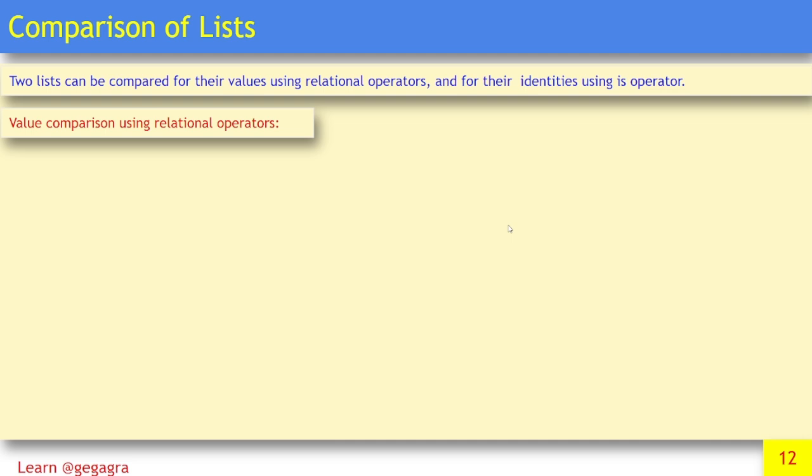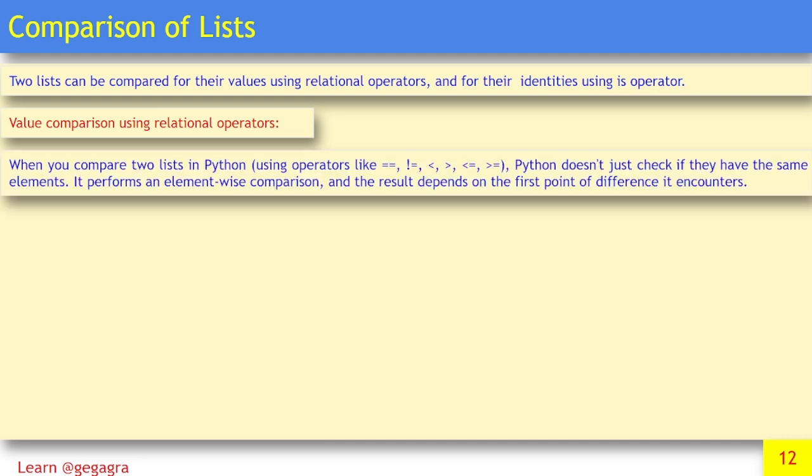So value comparison using the relational operators means we are going to use the relational operators like equal to, not equal to, less than, less than or equal to, and so on. And Python does not just check if they have the same elements. It performs an element wise comparison, and the result depends on the first point of difference it encounters. So I'll show you one by one in the breakdown.